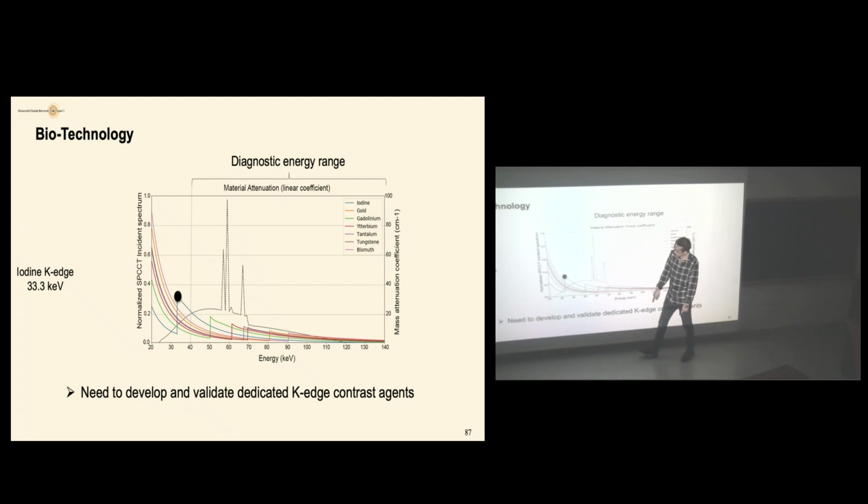And you see that iodine, which is a commonly used contrast agent in CT, has a K-edge at 33 keV. So 33 is below the minimal energy of the X-ray tube. That means that iodine cannot provide K-edge capabilities. And this is an important limitation, but also an important opportunity to develop and validate dedicated K-edge contrast agents. And this is the main aspect of my research, to work with biochemists and to develop these new contrast agents.